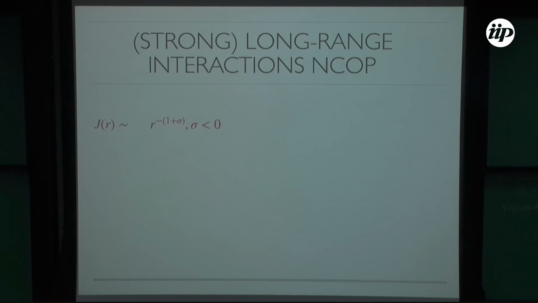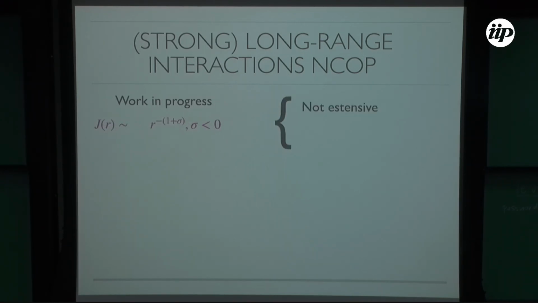Now, since I think my time is about to finish, I want to say a few words about what happens when the interaction is non-integrable, which is the really strong long-range limit. So when sigma is between -1, that would be mean field, and 0. This is work in progress, so we didn't finish yet. I can only show you some preliminary results or some preliminary understanding.